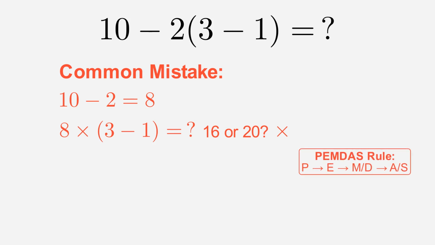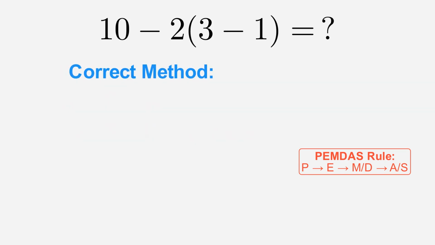Here's the trap. That 2 sitting right next to the parentheses, it's not separate, it's multiplication, and multiplication comes before subtraction. So here's how you actually solve it.